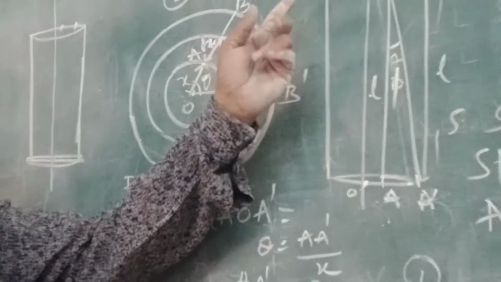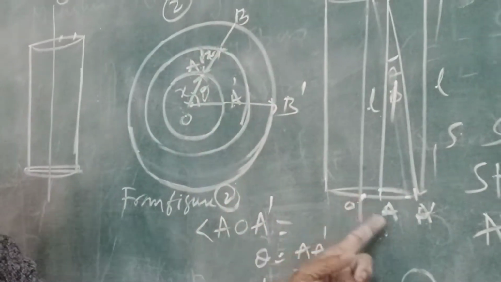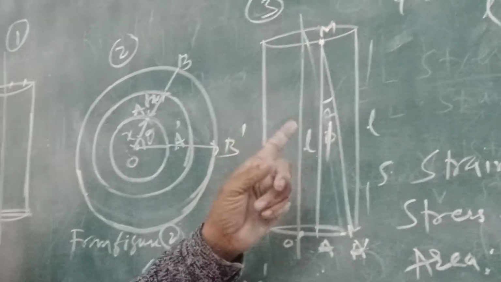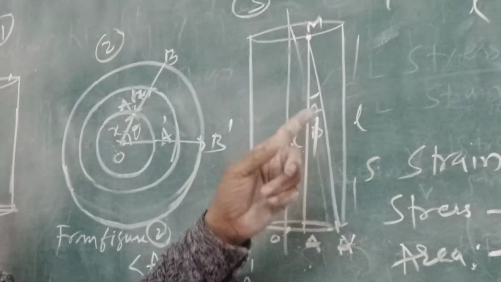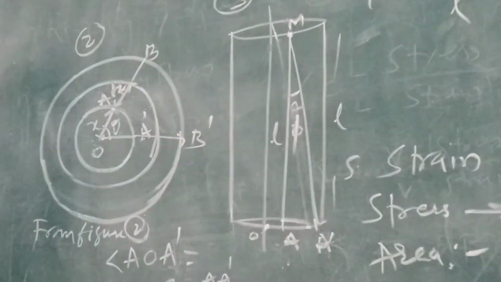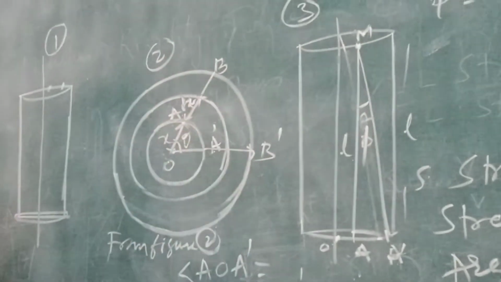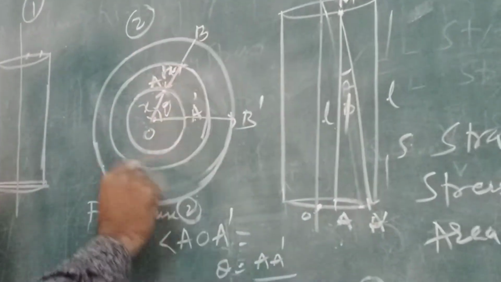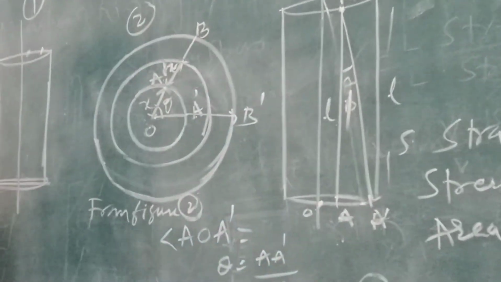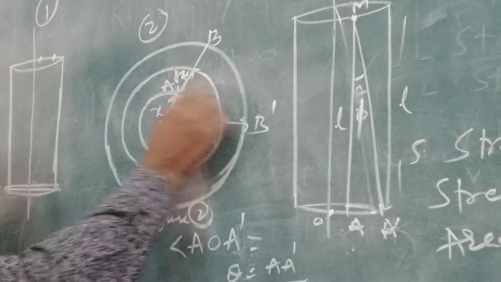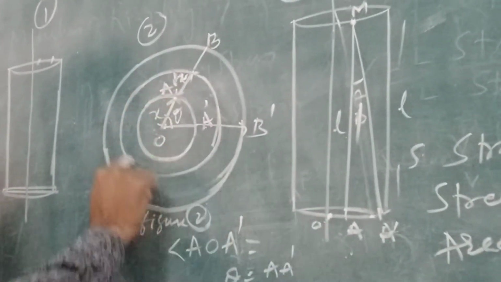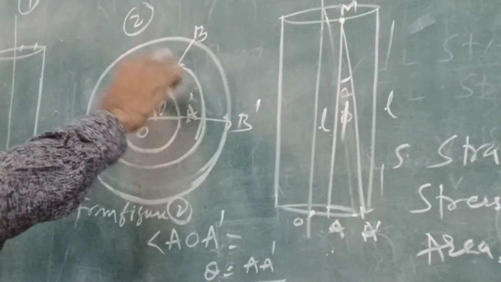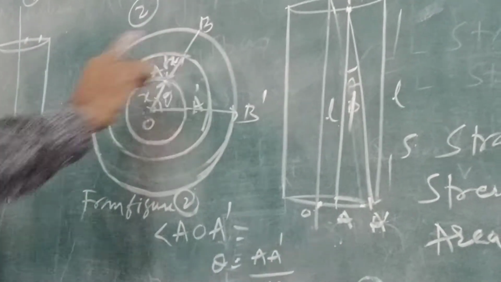Now in the complete cylinder, we can say that the point A gets shifted to A dash with respect to point M. So this phi here is the angle of twist, L is the length of the cylinder. Here in this upper surface, for our study, we will consider a small strip of thickness dx. The radius of the inner circle is x and the radius of the outer circle is x plus dx.